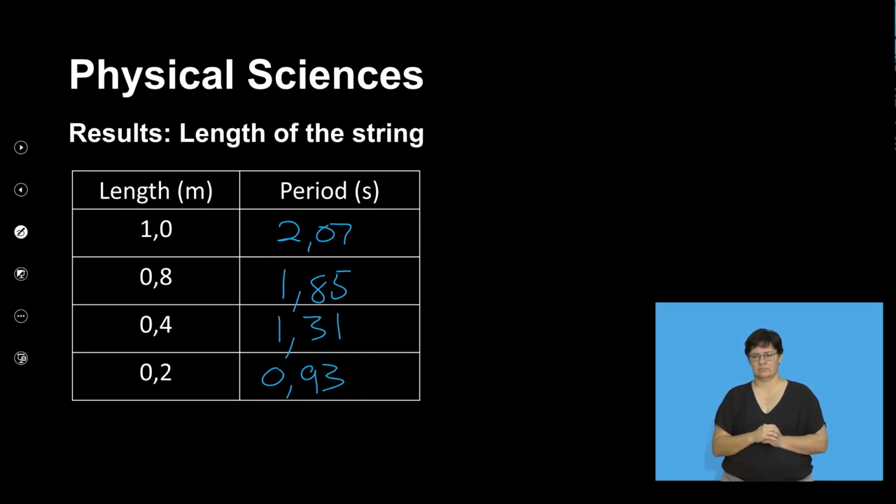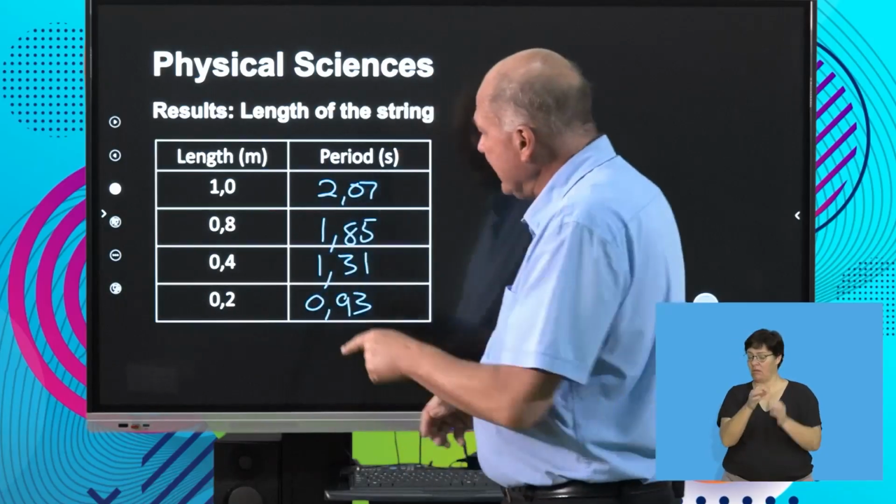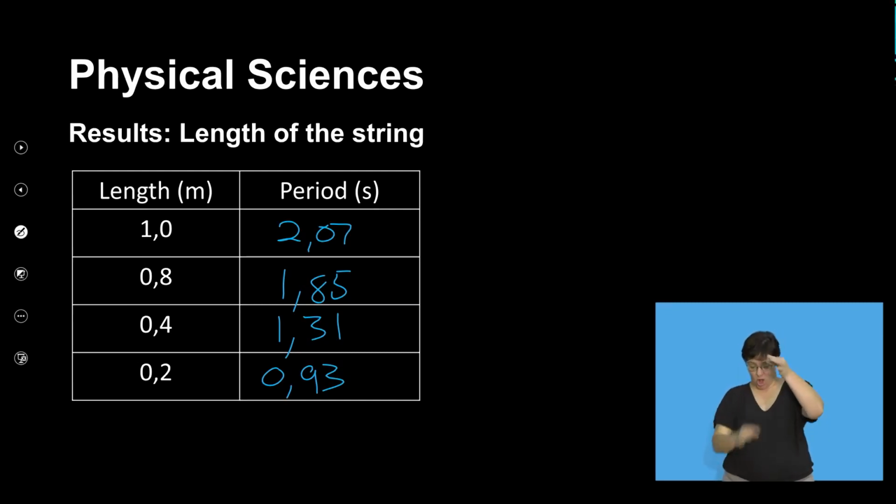So have a look at the data that we've collected, and what's the trend that you can see? Certainly, it looks like length has an effect. As we decreased the length of the string, we found that the period decreased as well. If you read the data from the bottom up, as the length increased, the time that it took increased. So whether we look at it from the top down or the bottom up, the trend is the same. As the one increased, the other one increased. As the one decreased, the other one decreased.